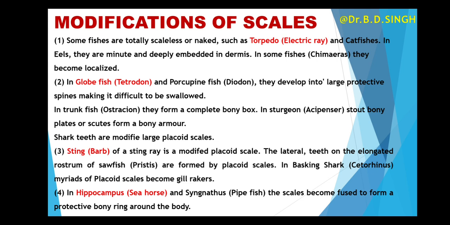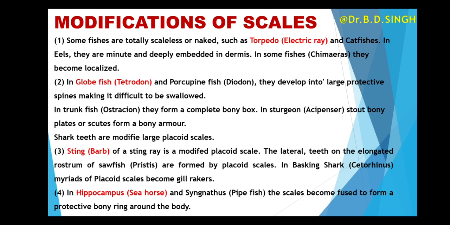Next point, in trunkfishes, they form a complete bony box. In sturgeons, stout bony plates or scutes form a bony armour. Shark teeth are modified large placoid scales. Point number 3, the sting of a stingray is a modified placoid scale.